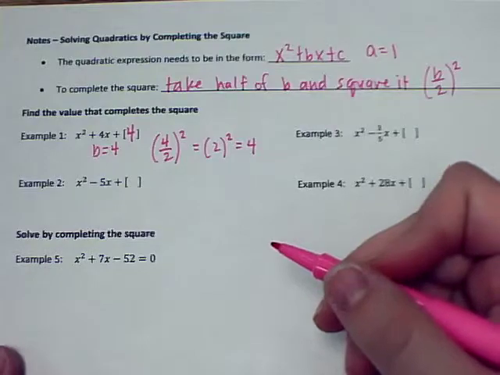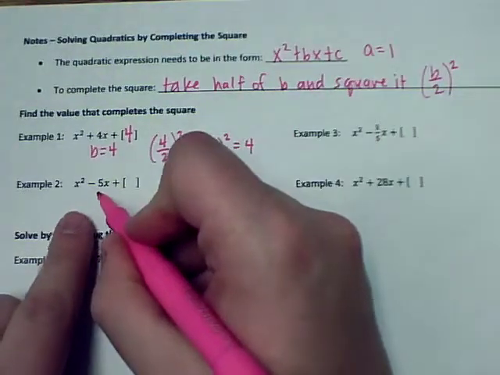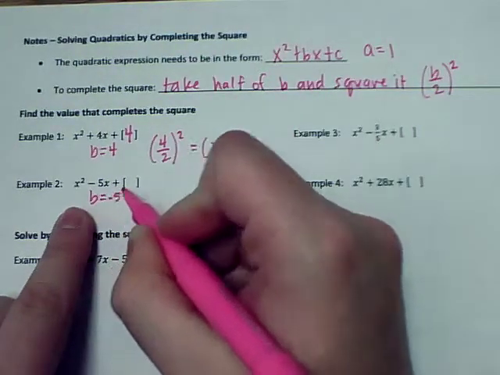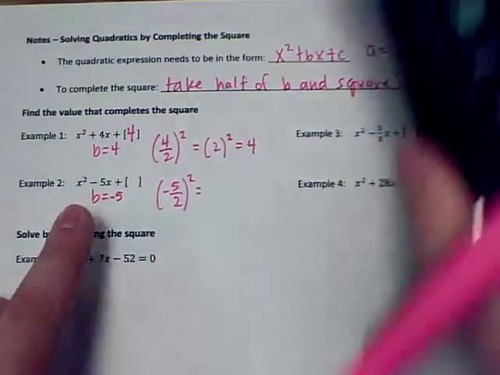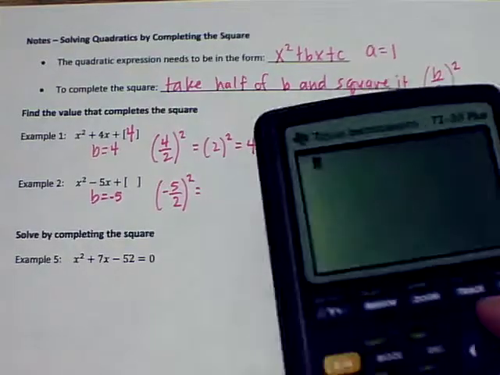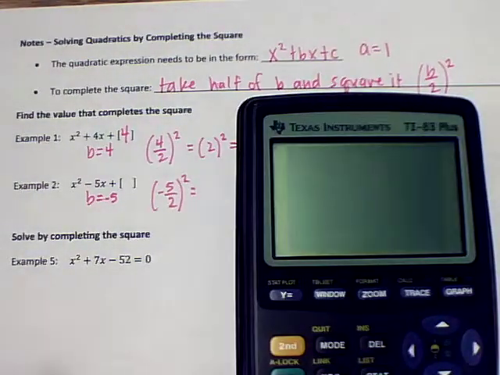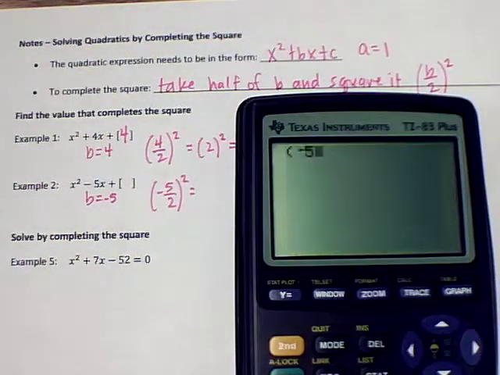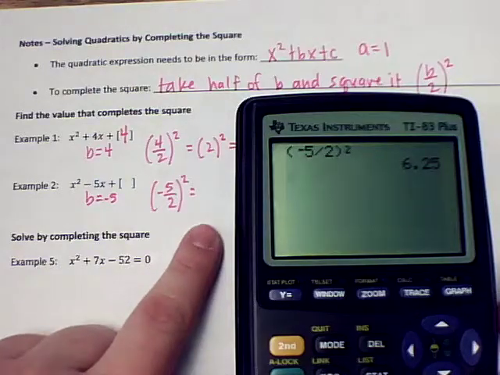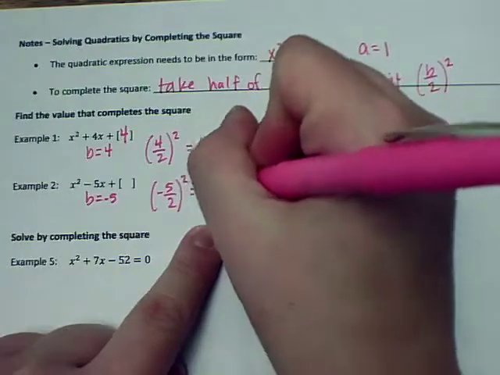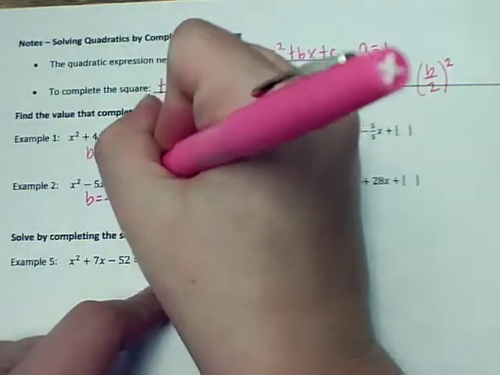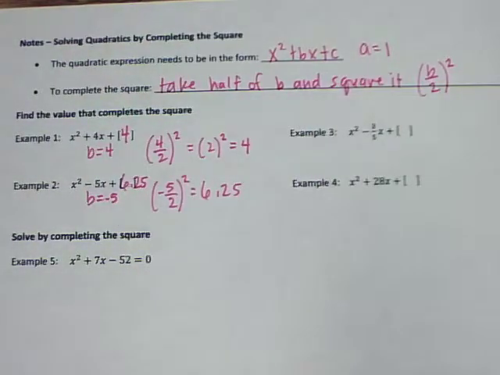Alright, so if we do that exact same thing with example 2, my b value here is -5. So if I take half of b and square it, I could either use my calculator or I can just go ahead and square the top and square the bottom. But if I use my calculator, I'm going to go ahead and use this decimal. So -5 over 2 squared is 6.25. So that is the number that we use to complete the square.